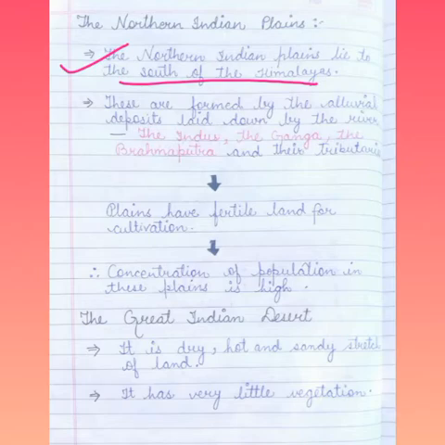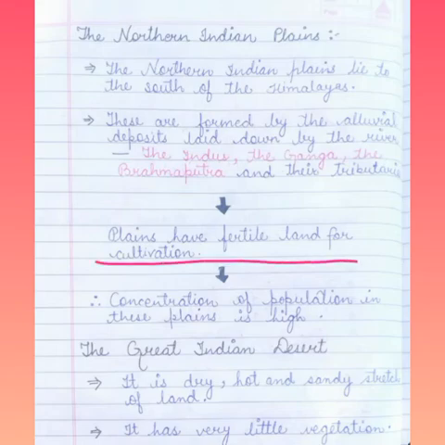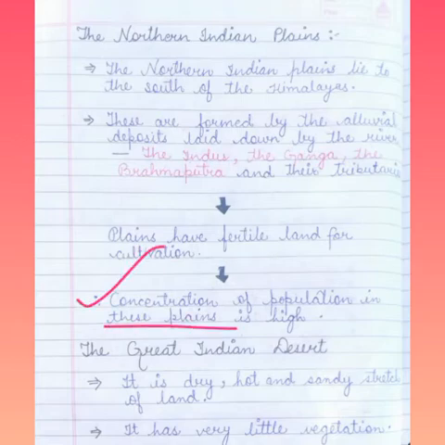The northern plains of India are made up of fine silt brought by the rivers coming from the Himalayas in the north and the central highland in the south. This fertile silt is called alluvial. The thickness of this alluvial deposited by the rivers varies from place to place. These alluvial deposits are laid by the rivers Indus, Ganga and Brahmaputra and their tributaries. These river plains provide fertile land for cultivation. That is the reason for the high concentration of population in these plains.